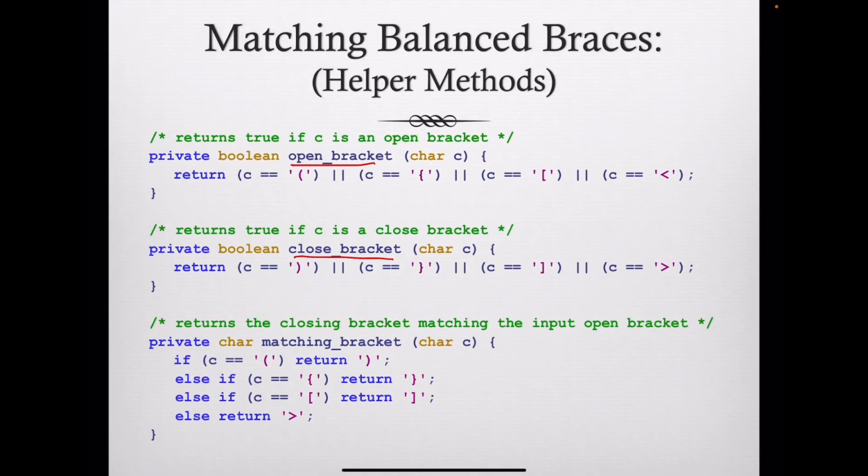And then we have matchingBracket. matchingBracket is going to return the closing bracket that matches the input open bracket. So if C is a parenthesis, it's going to return the closing parenthesis. If C is a curly bracket, it's going to return the closed curly bracket. And you get the idea. So it just returns the closing bracket that matches the opening bracket that's input into the method as character C.